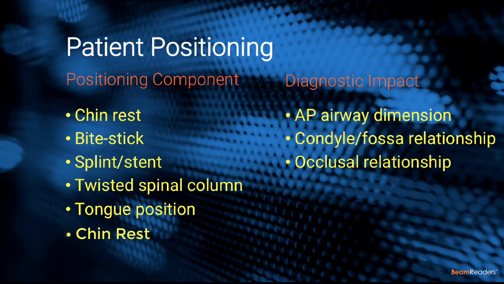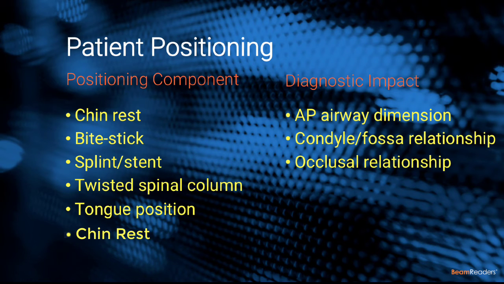If the patient is wearing a splint or a stent, the same thing holds true. You're going to open up the bite, which will change occlusal relationship, potentially the condyle-fossa relationship, and the AP airway dimension. When the spine is twisted, and this happens a lot of times when the patient is larger than your average patient, you'll have an asymmetric narrowing of the airway space. And an asymmetric airway space narrowing is a red flag for the interpretive radiologist, because it usually means there's a space occupying lesion. And we certainly don't want to alarm a patient because of a positioning error.